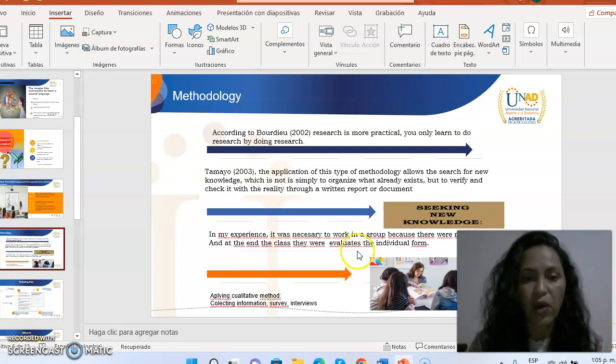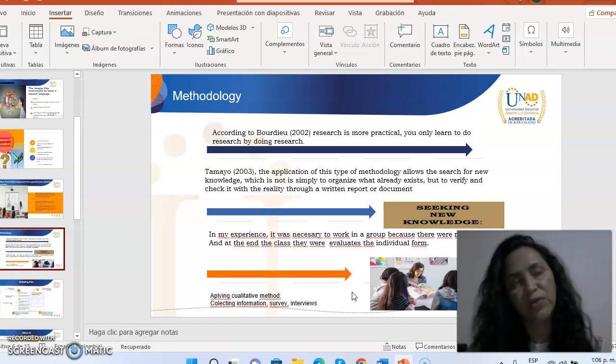Other authors, like Tamayo, say the application of this type of methodology allows research for new knowledge, which is not simply to organize what already exists, but to verify and check it against reality through a written report or document.